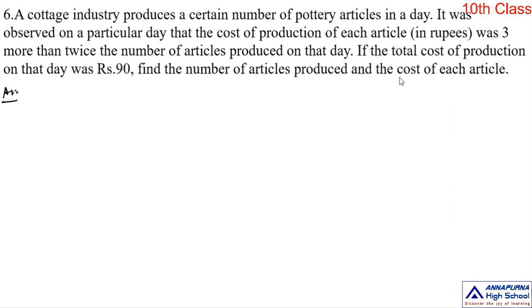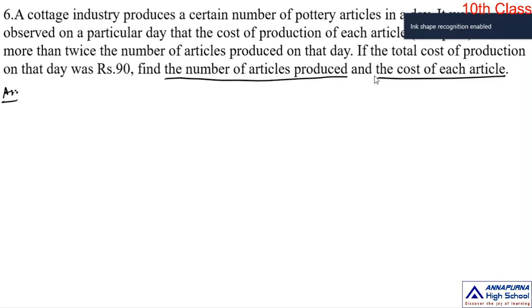Okay, so here what are the unknowns? The number of articles produced on that particular day, that is one unknown, and the cost of each article, this is the another unknown. Okay, so out of these two we can take any one quantity as x. Which quantity are we taking as x? Observe the second sentence.